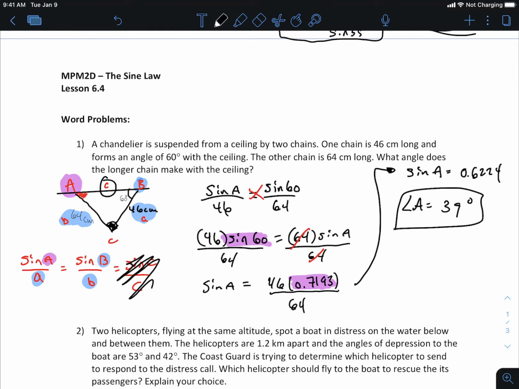How we got 39 off the table? I'll show you how to use a calculator just because you'll need, I don't know if you'll need it later or something. If you take grade 11 physics, you'll need it. Okay?